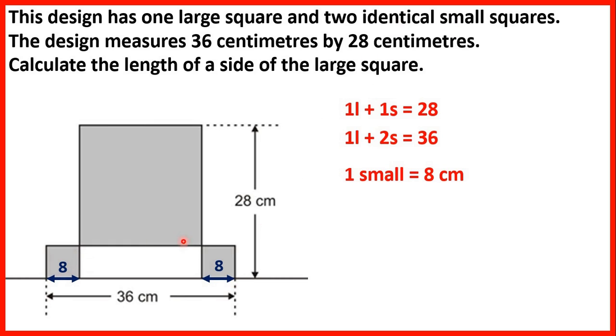So we have 8 plus a large square is 36. Now 8 plus 8 is 16, and then 16 plus 20 is 36. So that means the length of 1 large square is 20 centimetres. And we can see that if we have 8 here and 20 here, that adds up to 28. So we can be confident that we've got this correct. The length of a side of the large square is 20 centimetres.